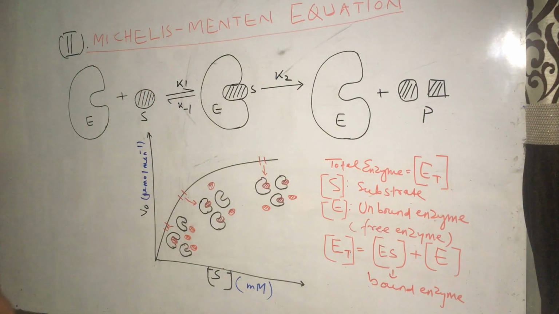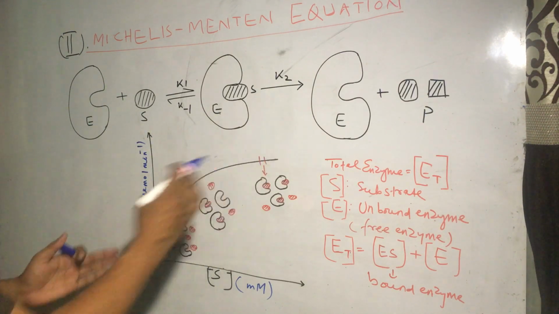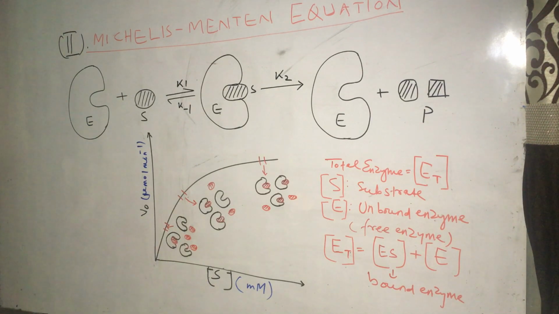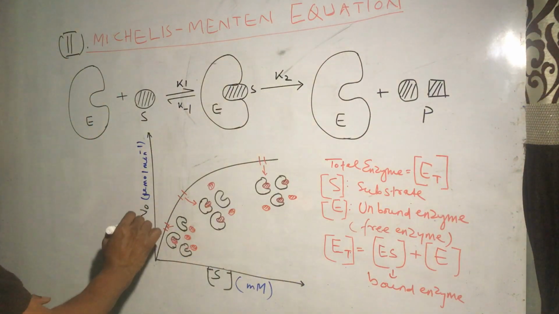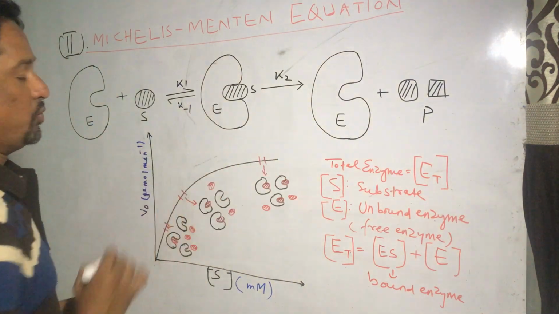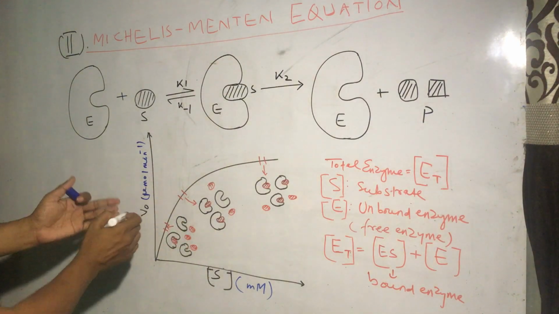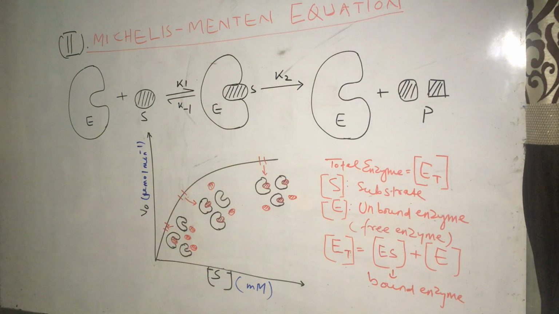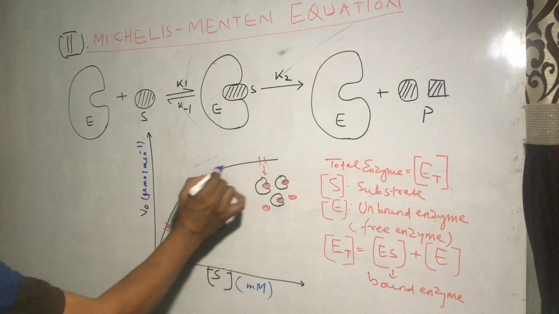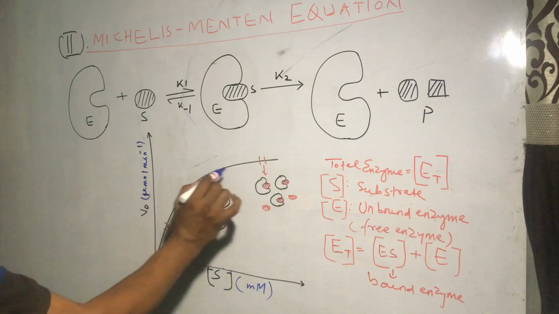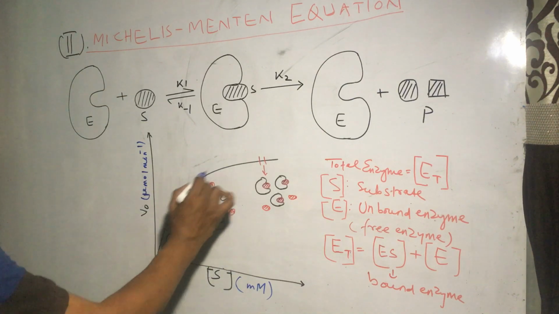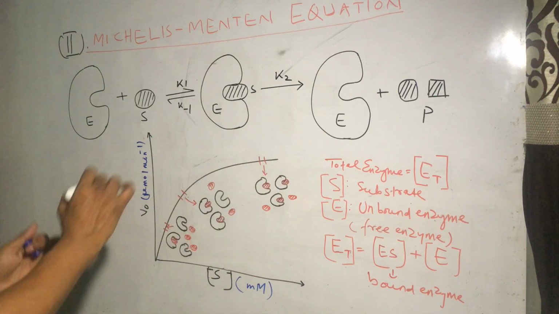So what should we interpret from this substrate and velocity curve of an enzymatic reaction? When we go on increasing the substrate, the rate of the reaction saturates. So if we plot the velocity versus substrate, we'll get a curve like this. This shape is called hyperbolic shape. This shape comes when something is reaching the saturation.